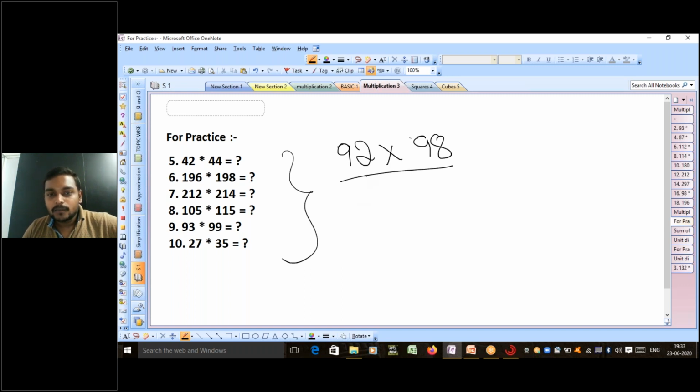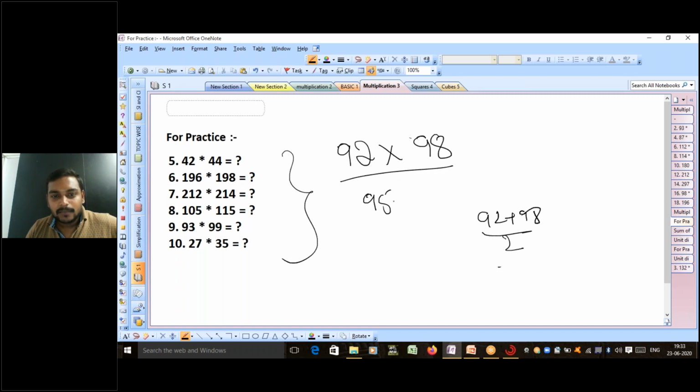For that, you have to observe the mean value. So here the mean value is 95. Mean value means sum of numbers divided by total numbers. Sum means 92 plus 98, divided by total numbers. Here we have two numbers, that is 2. So 190 divided by 2, which is 95.